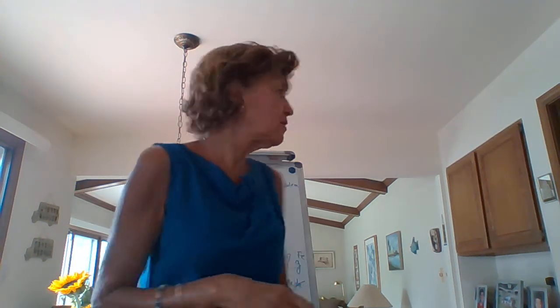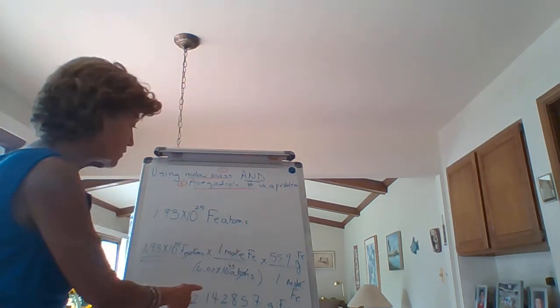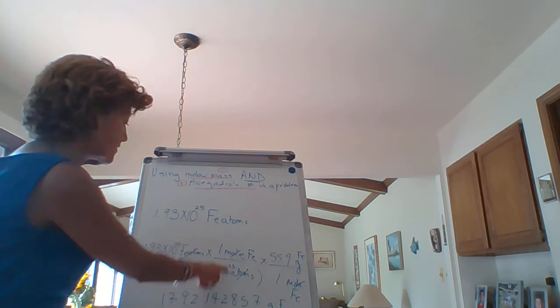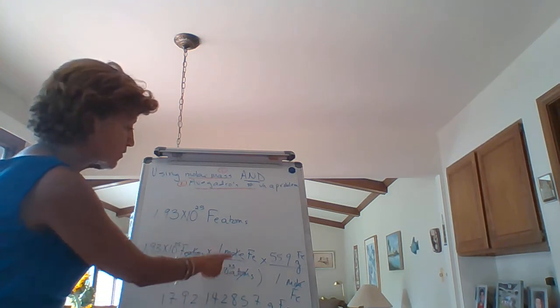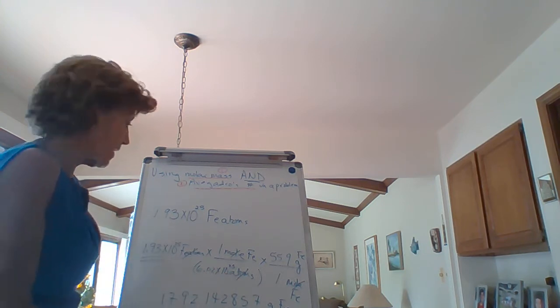So in the last video, I was showing you a problem where you had to convert atoms of iron to grams of iron. And we set it up using two conversion factors. We first used Avogadro's number to convert atoms to moles. All right, so we used Avogadro's number. We set it up so that the atoms would cancel. 1 mole of iron is 6.02 times 10 to the 23rd atoms.